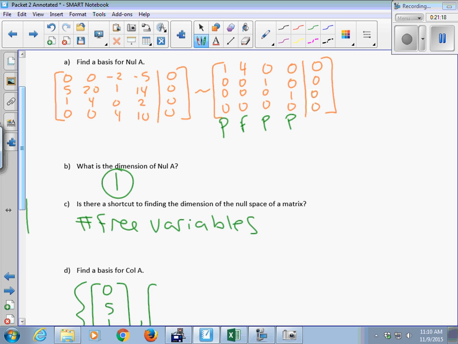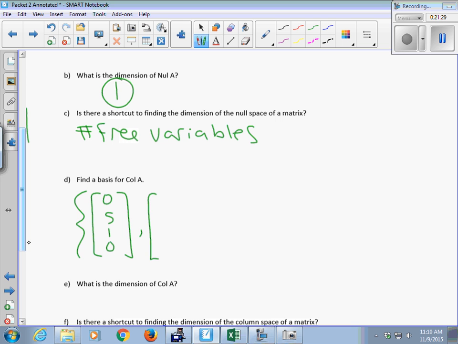The first two rows? Right, no, you don't need them. You only take the pivot columns. So -2, 1, 0, 4. Skip the free one, and then -5, 14, 2, 10.